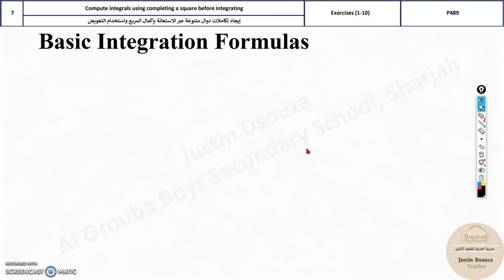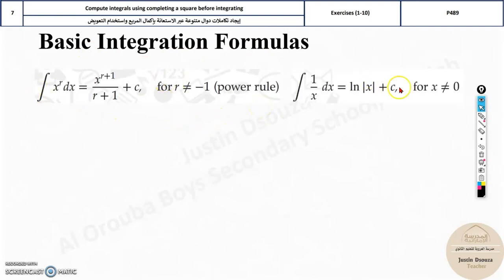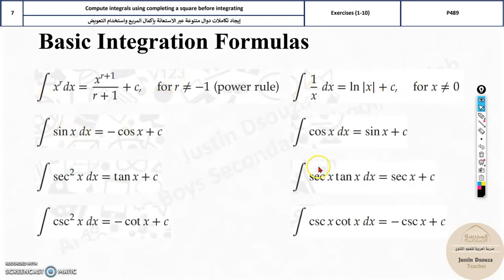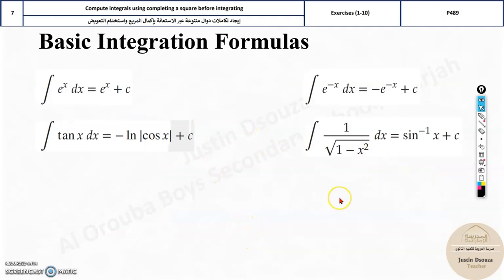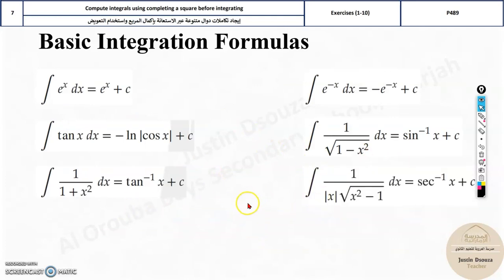Again, we are back to the similar topic. In fact, it's the same topic, not even similar. Only thing is, we will look into different types of problems in this. Basic integration formulas, we have already seen them. Power rule, 1 by x, trigonometry functions. You can pause the video and go through them. Now we'll move on. Then we have inverse functions, and these are the formulas. Again, you can pause and quickly go through them.